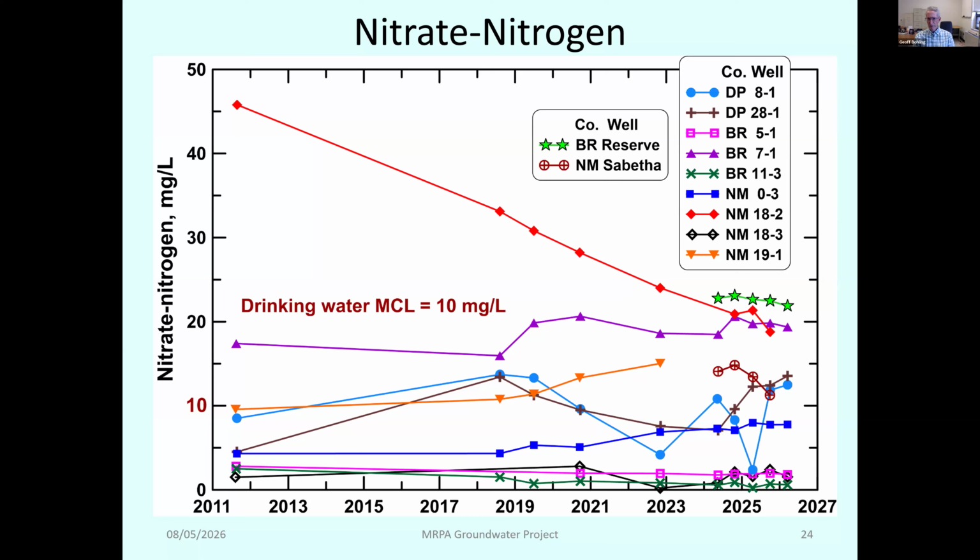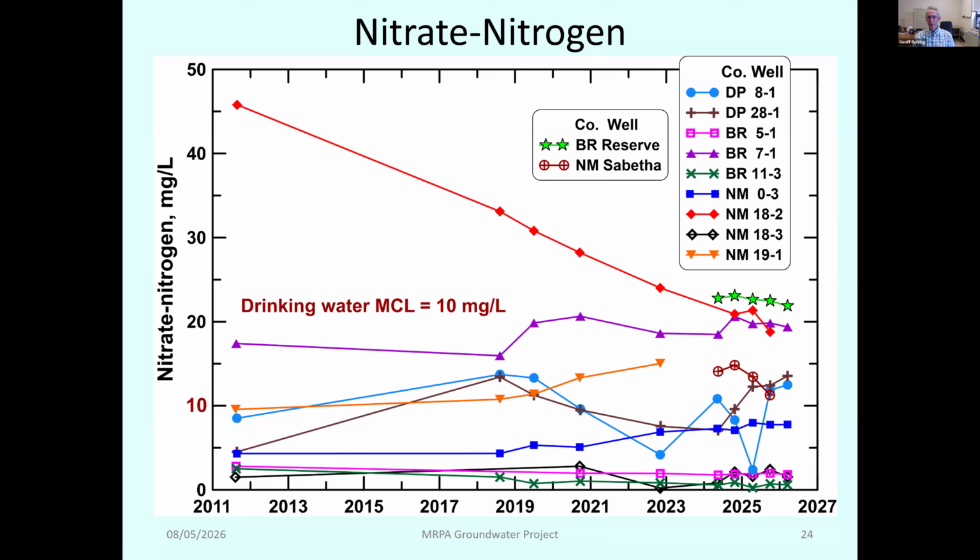Both of the deep wells, Reserve and Sabetha, you can see over on the right-hand side, the green stars and the kind of a wagon wheel symbol for Sabetha, are above the 10. And then we see we've got wells in the different counties exceeding the 10, but we also have wells that are fairly low in nitrate.